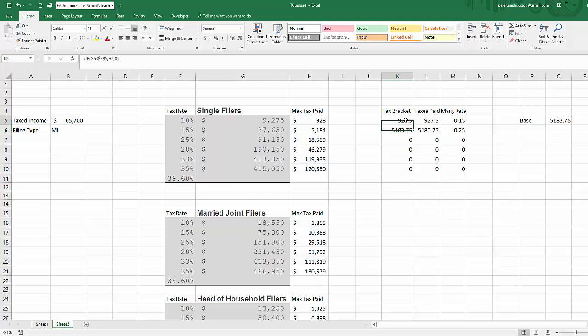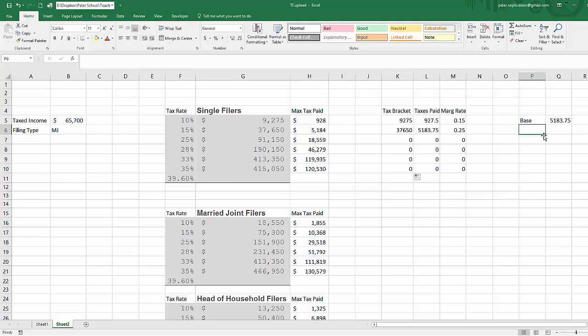And actually, I made a mistake real quick right here. I apologize. This is not supposed to give me the maximum tax paid. This is supposed to give me the threshold for the tax bracket. There we go. Okay.